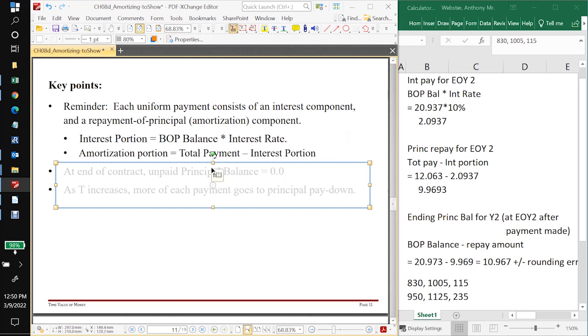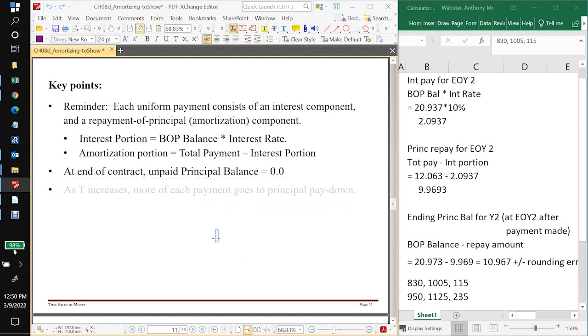And then, as I just pointed out, at the end of the contract, the unpaid principal balance better be equal to zero. And of course, you're going to have some rounding error in that. But if you get something like $250,000 left to repay, clearly you've made a mistake. So this is a good way to check your work.